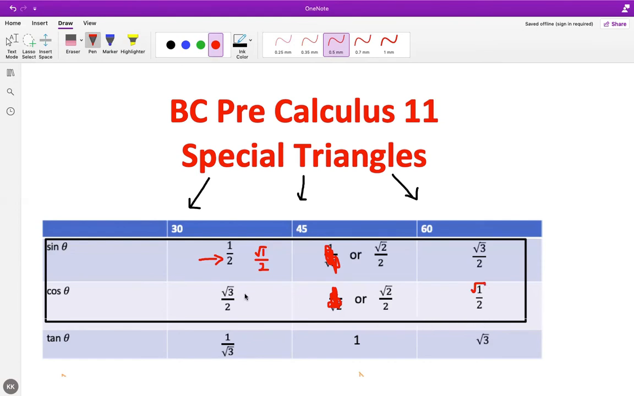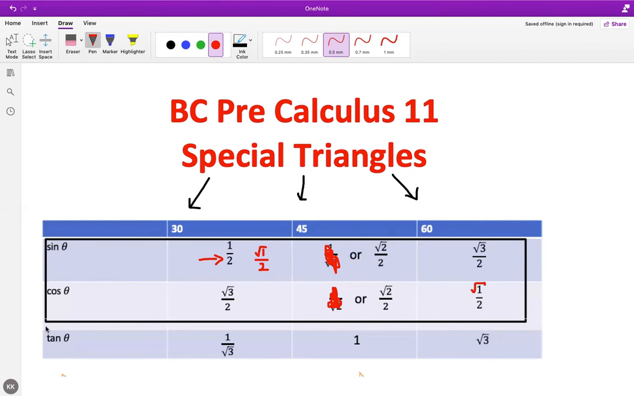So you could see that for the cosine ratio, when the angle increases from 30 to 60 degrees, the square root decreases accordingly. So basically, root 3, root 2, and root 1. So it's a reversing pattern compared to sine ratios. So this is how you can memorize it, right?